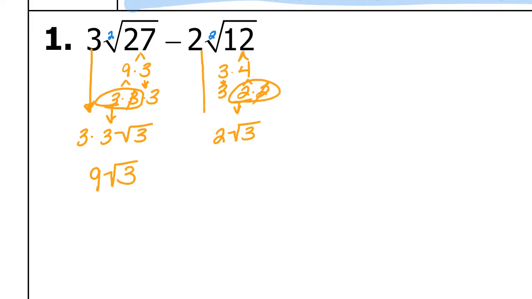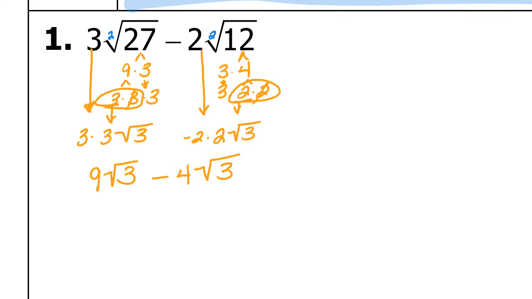Now I do not want to lose my coefficient of -2 from the start, so I'm going to bring it down and multiply my coefficient. So -2 times 2 is -4 square roots of 3. So step 1 is to simplify all of your radicals.